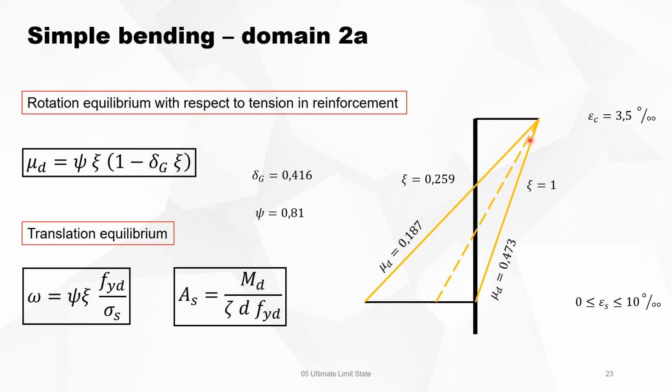Then we got a third line, the dotted line. This is the point where the steel is yielding. To the right, the steel is not yielding. To the left, the steel is yielding. This is also a very important limit. We'll see why. And this limit is 0.371. And the corresponding xi is 0.617. So this is the summary of domain.